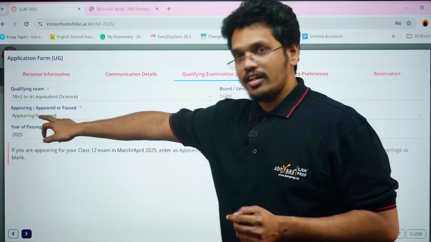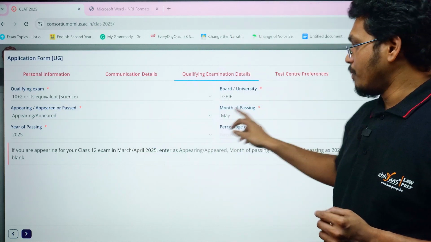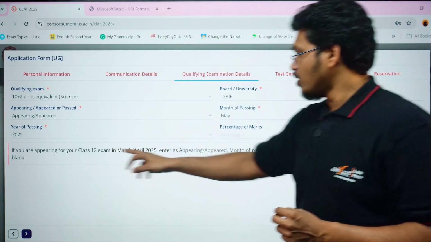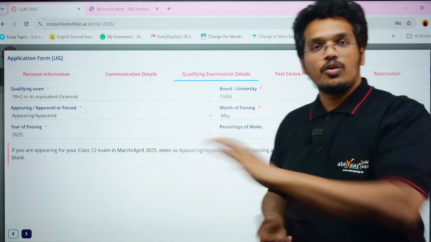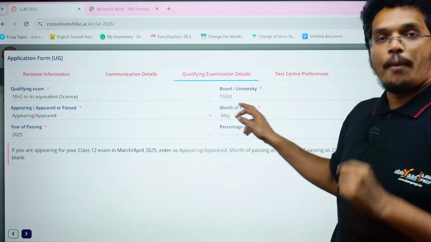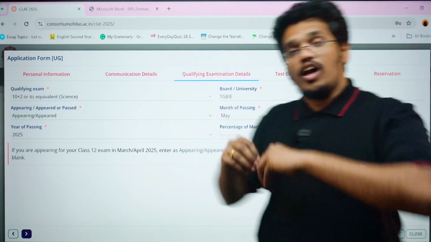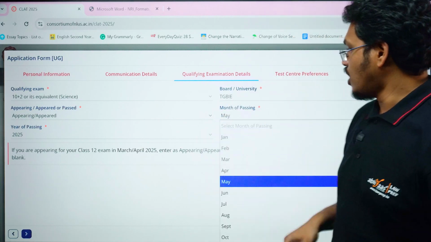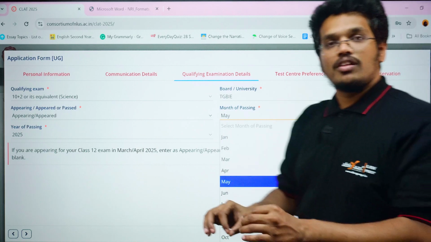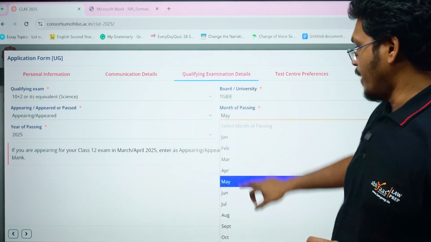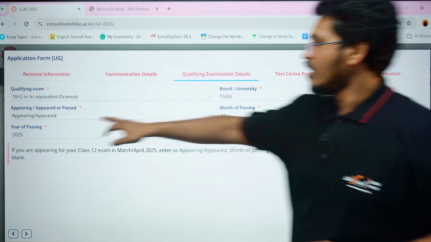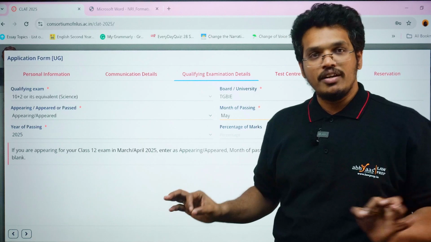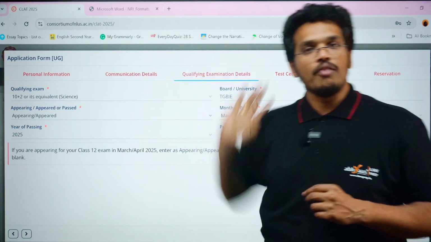those who are appearing here, you need to opt for appeared. And here, if you're appearing, you have to enter the month as May. So anyone who is still in the 12th class needs to opt for the month of May. Or if you already completed your 12th, then based on your certificate, you can choose the option here. This is as per the information, and year of passing is 2025. Percentage of marks need not be filled. You need to produce the certificate at the time of admission.